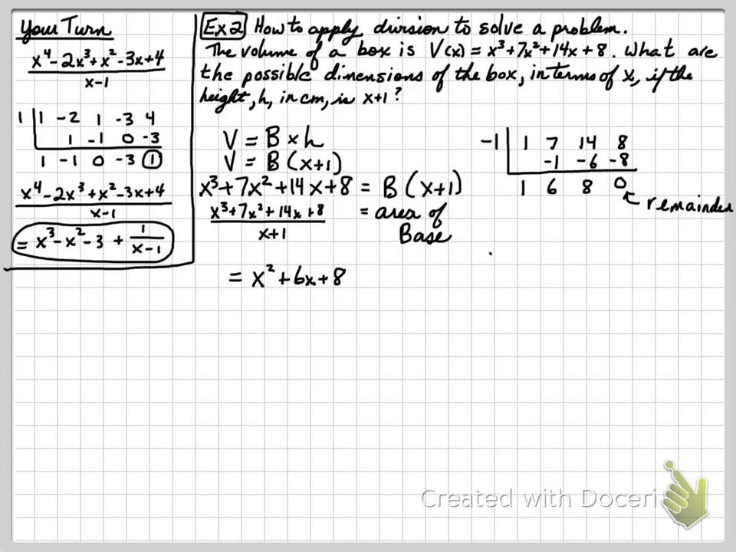Now you can factor this further to figure out the length and width of the base. And that will be x plus 4 times x plus 2. So the possible dimensions are x plus 4 times x plus 2 times the height of x plus 1.